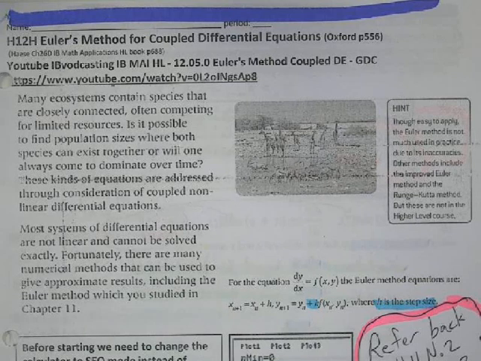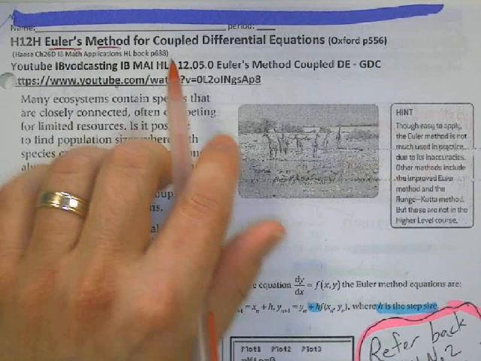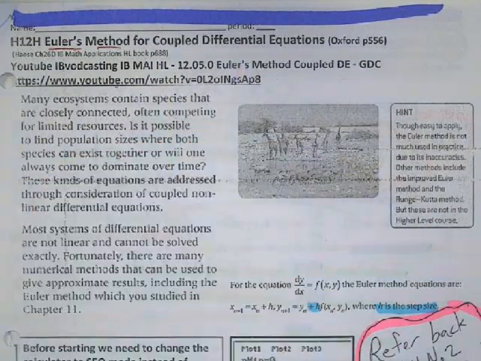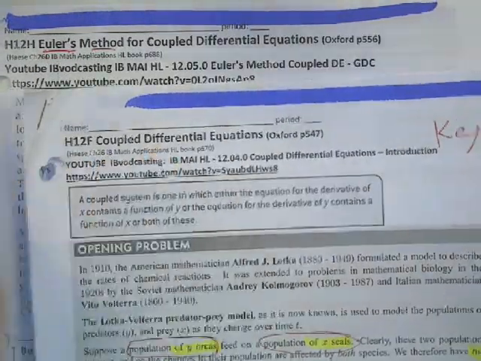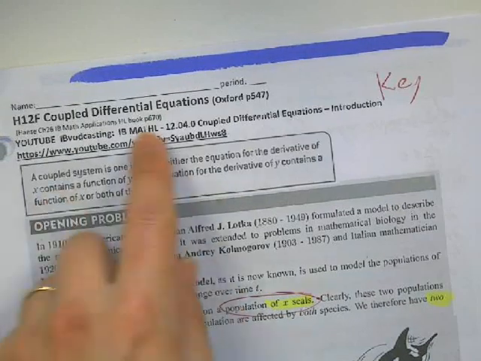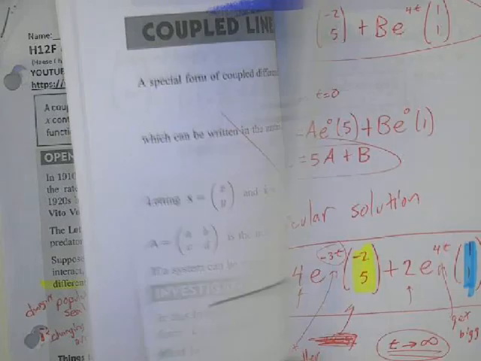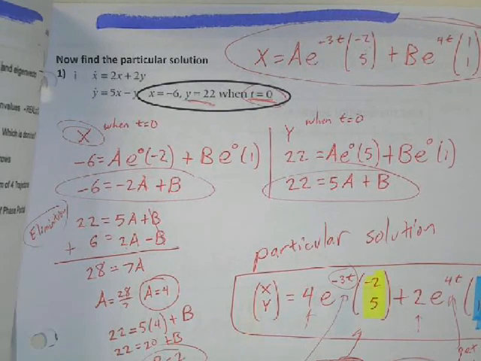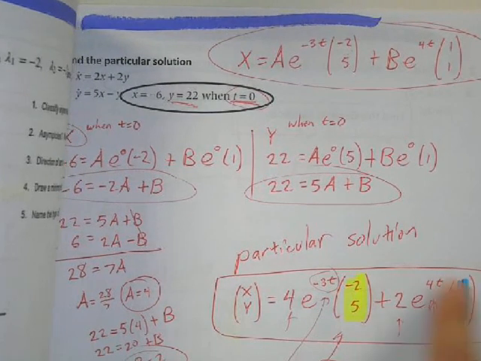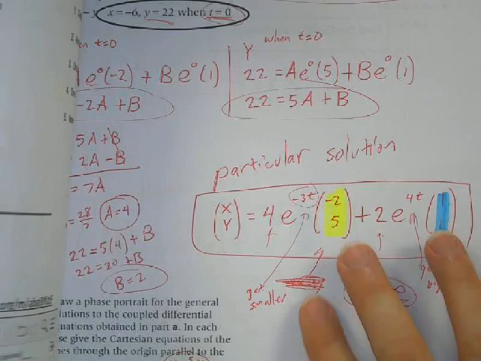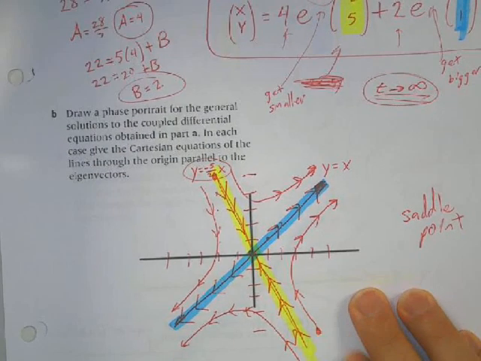Okay, we're going to talk about Euler's method for a couple of differential equations. In an earlier section, H12F, we talked about how to do coupled differential equations. We discussed what phase portraits were, and we talked about how to find eigenvalues and eigenvectors to come up with our particular solutions, and using our particular solutions to draw our phase portrait.